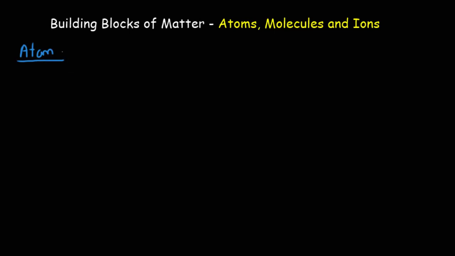Now, the word atom comes from the Greek word atomos, which means indivisible. When we say something is indivisible, it means that it cannot be broken down further. Now, this word atom was brought about by an ancient Greek philosopher called Democritus. So this is indivisible. Now, I would want to explain an atom by using an element.